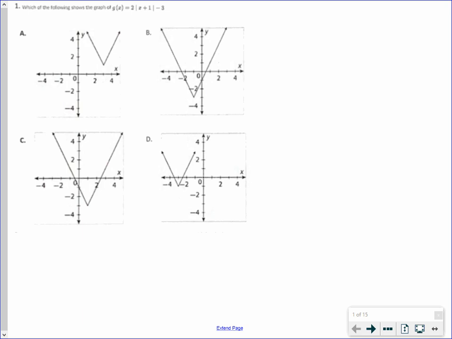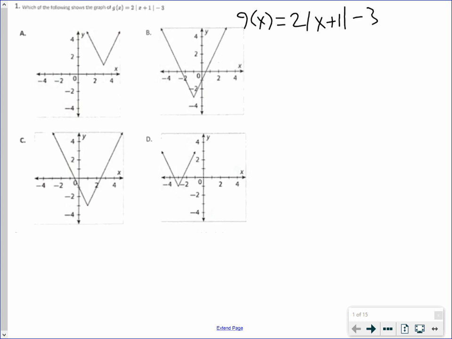So this question is asking which of the following shows the graph of g of x equals 2 times the absolute value of x plus 1 minus 3. Let me go ahead and just rewrite that. We want g of x to equal 2 times the absolute value of x plus 1 minus 3.